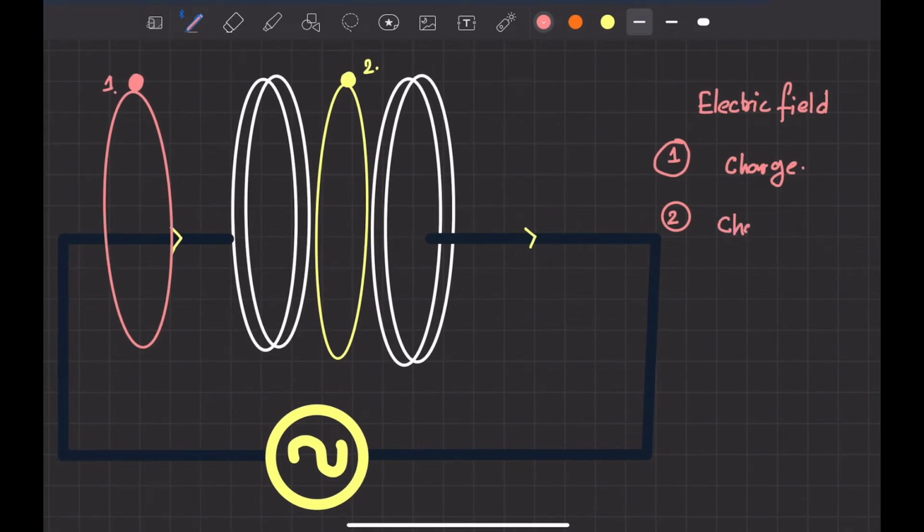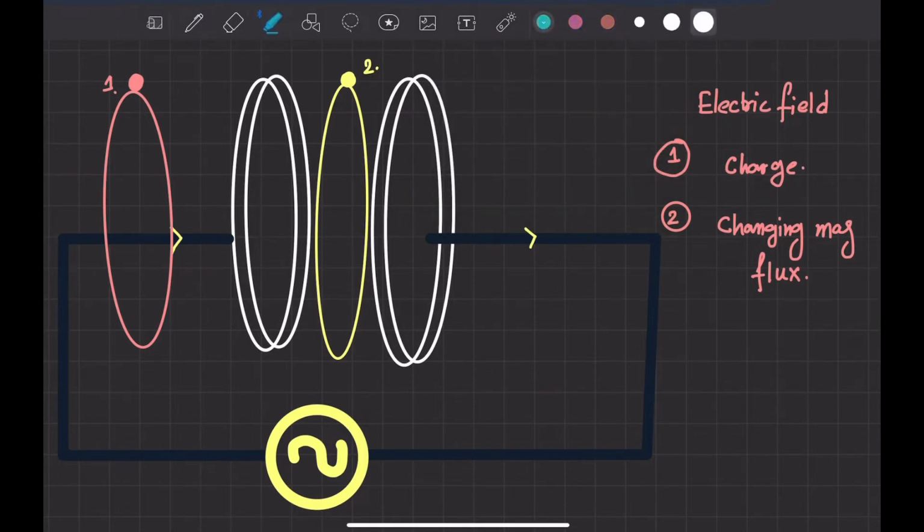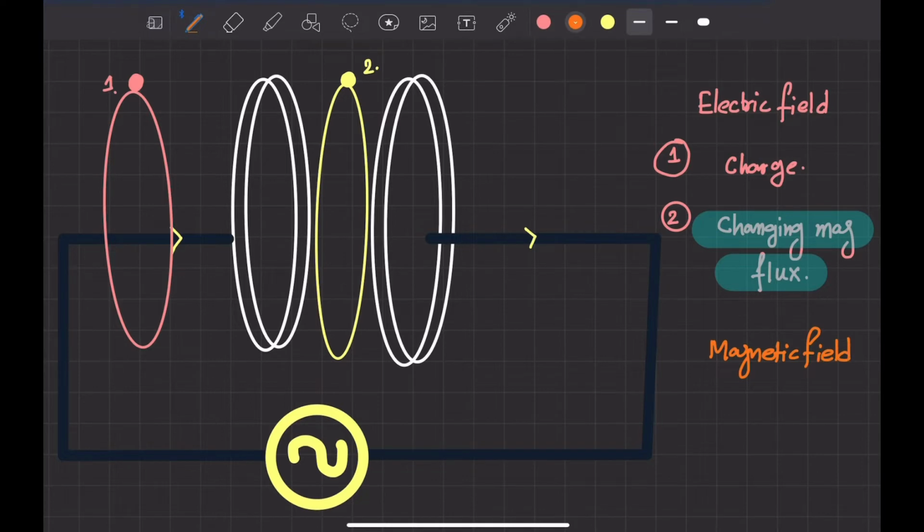So changing magnetic flux, this is another way how electric field can be produced, right? This is Faraday's law. We are all aware of Faraday's law, and we all know how the changing magnetic field can produce electric current. But till date, talking about the magnetic field, you will say that magnetic field can only be produced by the electric current.